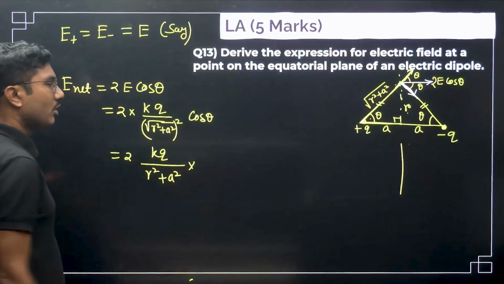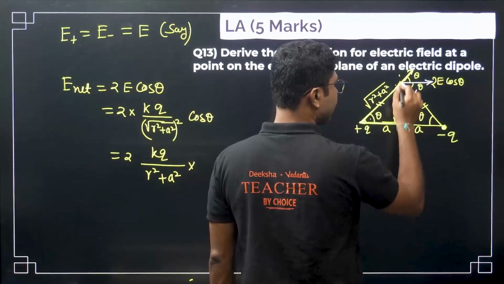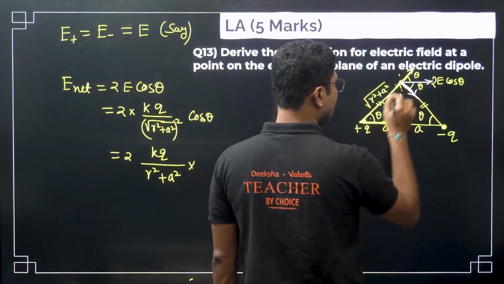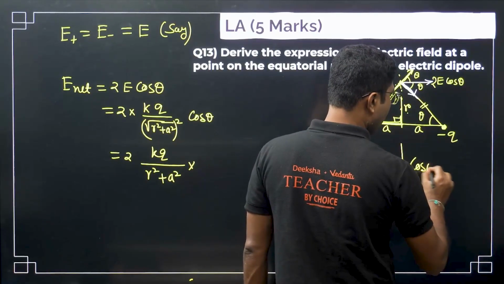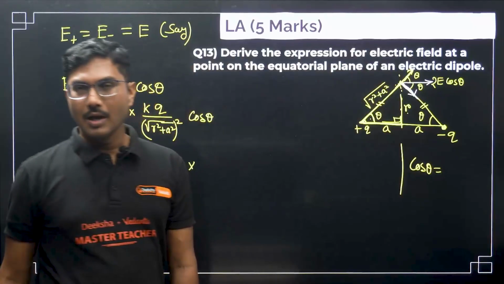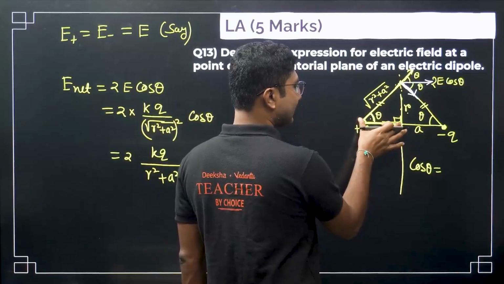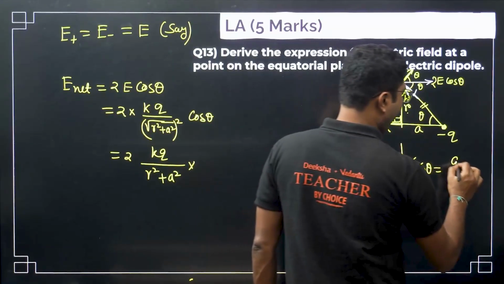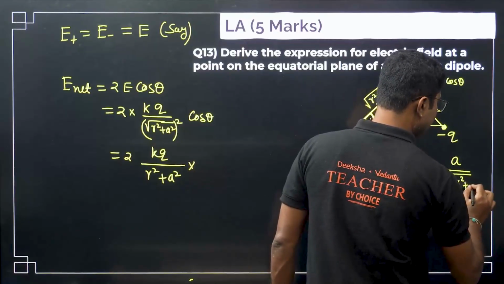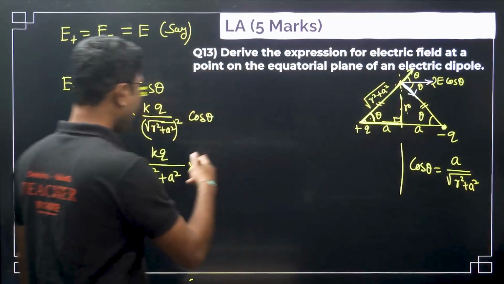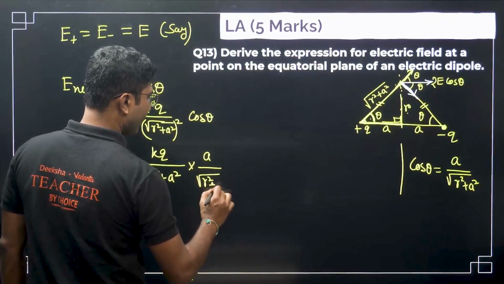Now let me put the value of cos theta. So you consider this triangle. This is the perpendicular, this is the base, this is the hypotenuse. So what is the value of cos theta? Cos theta is base by hypotenuse, some people have curly brown hair. So in this case, this is the angle theta, the adjacent base is a, and the hypotenuse is the square root of r square plus a square. Put that over here: a by square root of r square plus a square.